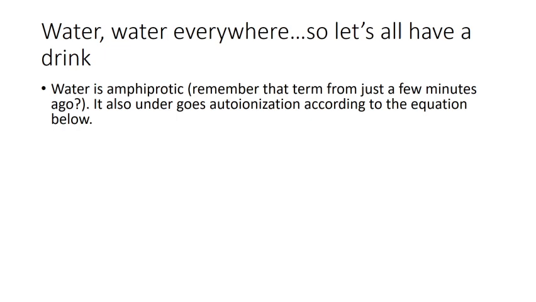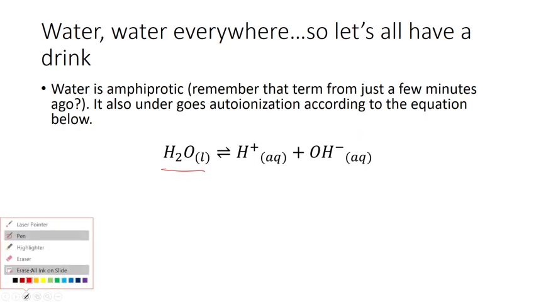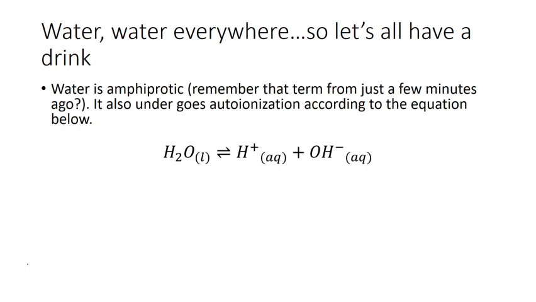So one of the important things that we will start to talk about here in relation to acid-base chemistry is the idea of water and it having a neutral pH, right? So water, amphiprotic, hopefully you remember that term from just a minute ago. It also undergoes autoionization according to this reaction, where at any given moment, small amounts of water are turning into hydrogen and hydroxide ions. So that is going on all the time.